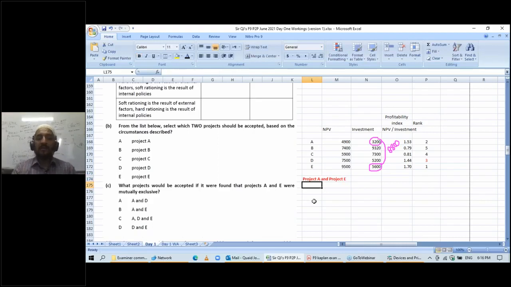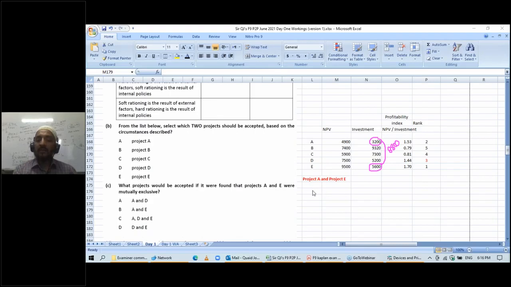Now moving on to part C. What projects would be accepted if it were found that project A and E were mutually exclusive? So what do they mean to say that the projects are mutually exclusive? By mutually exclusive, we mean that you can select only one out of A and E. You can't do both of the projects. You can't do A and E together. This is what they mean, that both of the projects together are not viable. You will have to select only one out of A and E.